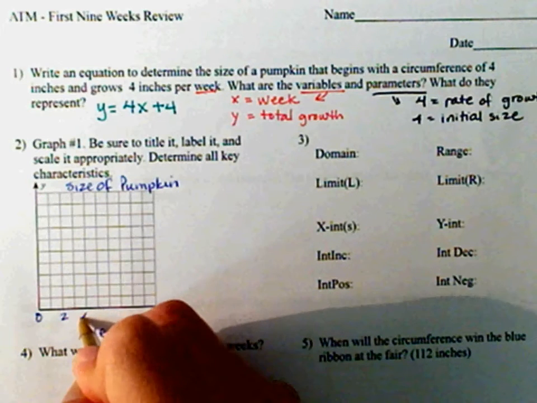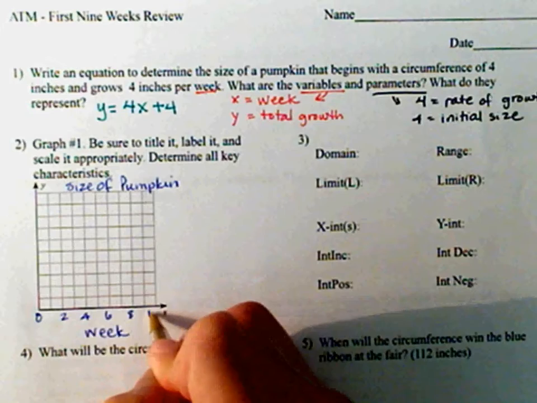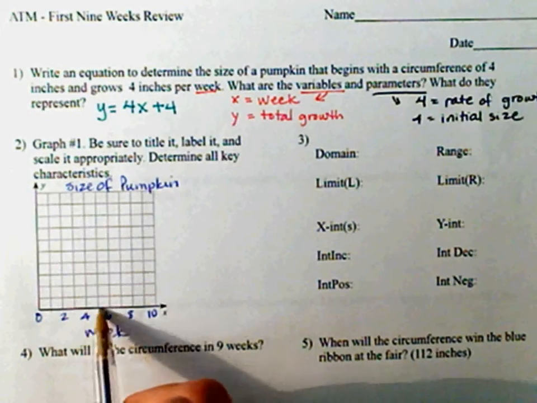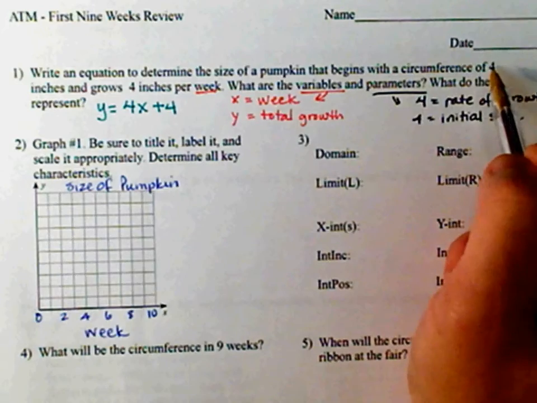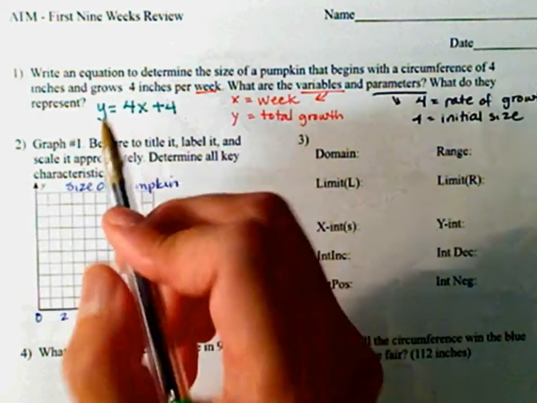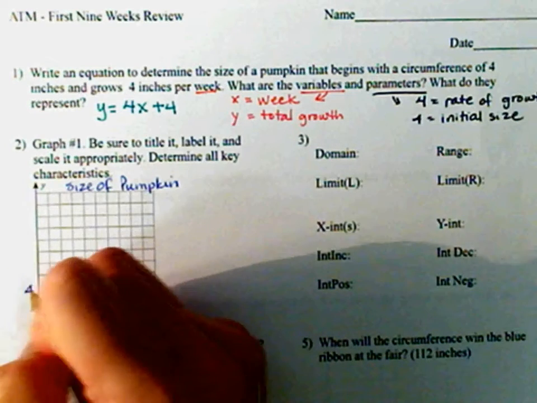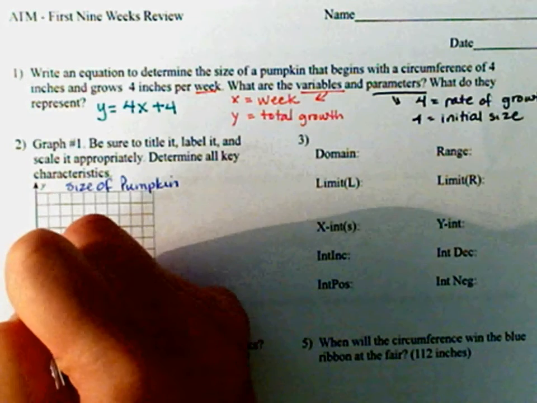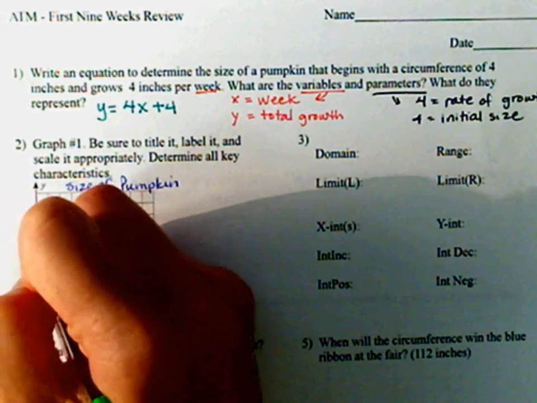And I'm going to put 4, 6, 8, 2, 4, 6, 8, 10. So every week it's growing. It starts off at 4, okay? But then it's growing what? Every 4. This is the number I want to look at. So here it starts off at 4, and it keeps growing by 4 inches every single week. And I can just keep going.